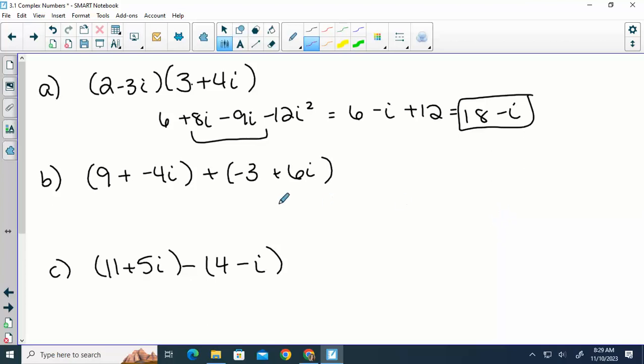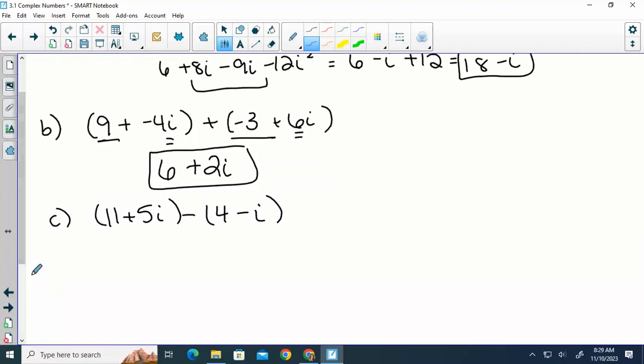B. We're adding, so we just add like terms. So 9 plus negative 3 is 6. Negative 4i plus 6i is plus 2i.